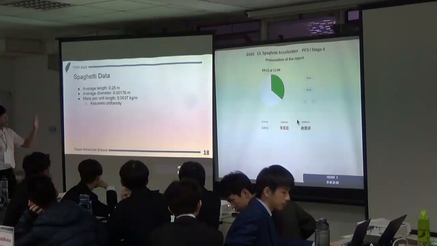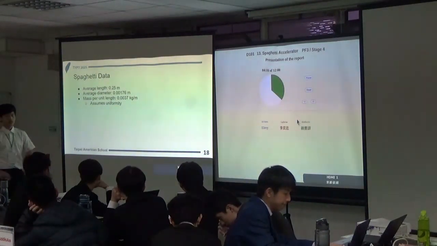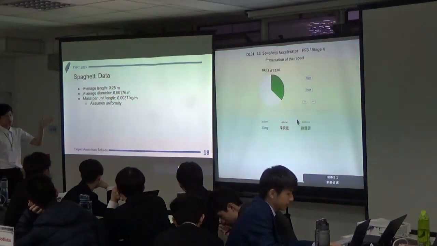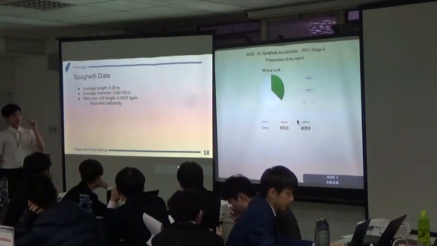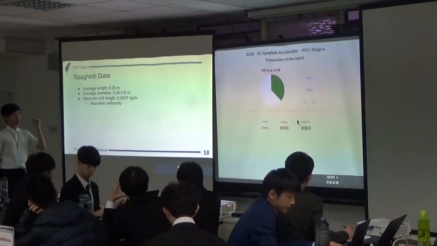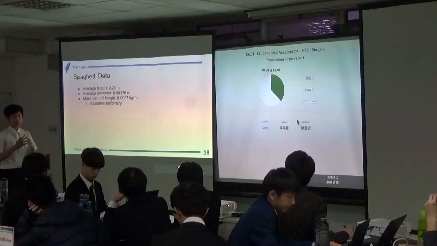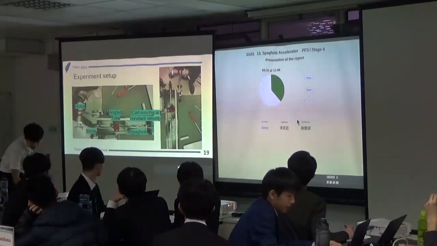First, a little bit of data about the spaghetti. The average length of each piece was about 0.25 meters, 25 centimeters. Average diameter was about 1.76 millimeters, and the mass per unit length is 0.0037 kilograms per meter, which assumes uniformity along each piece of spaghetti.